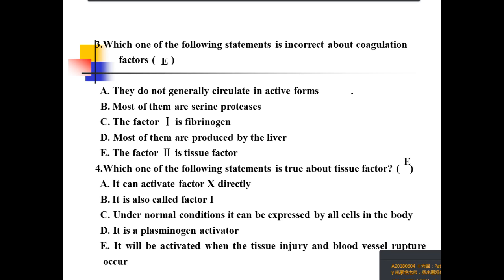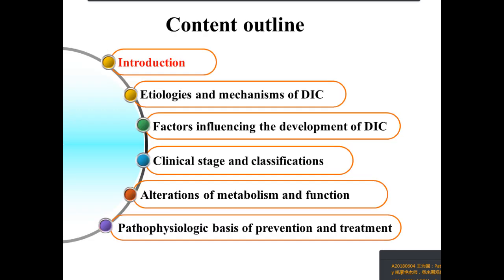Vascular endothelial cells and the platelets have an important role in the balance. So from the above we know the coagulation system is activated. At the same time, the anti-coagulation system is activated, and next the fibrinolytic system is activated. Now it is the introduction. Next we will learn the etiology and the mechanism of DIC.